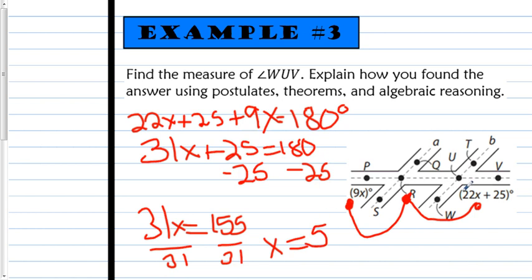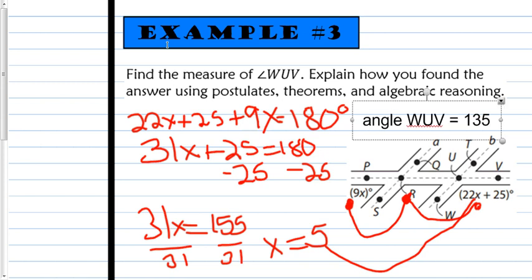Now, what you have to be careful about is the problem does not ask you to find what x equals. It asks you to find the measure of WUV. So now I know that x equals 5. I can plug that in for the x and solve. So go ahead and plug that in and solve, and then see if you got the right answer. Okay. And if you plug it in and solve, 22 times 5 is 110, plus 25 is 135. So the measure of angle WUV is 135.